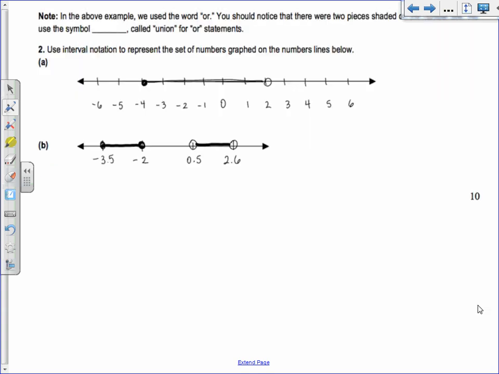All right. So it says in the above example, we use the word or. You should notice there were two pieces shaded. And we use the symbol U called union for or statements. Okay, so this part you already have a draft, so go ahead and try to see what you have for any application. So you guys go ahead and try these ones.